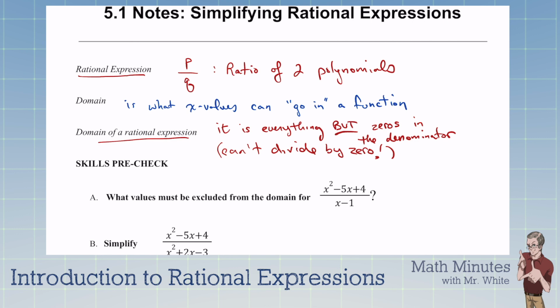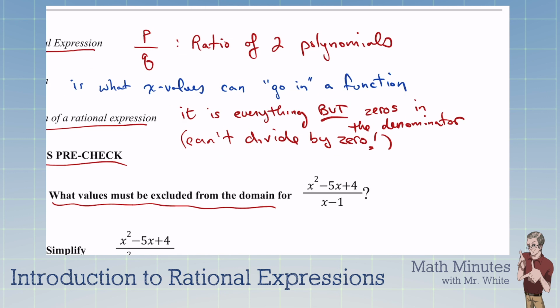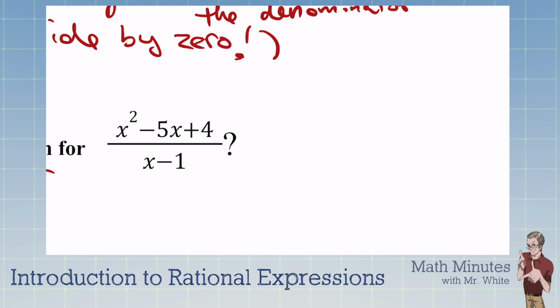So let's look at this skills pre-check here. What values must be excluded from the domain? Well, this is real simple, folks. All we do, let's zoom in here, we focus on the denominator. We say that can't be 0. X minus 1 can't be 0.